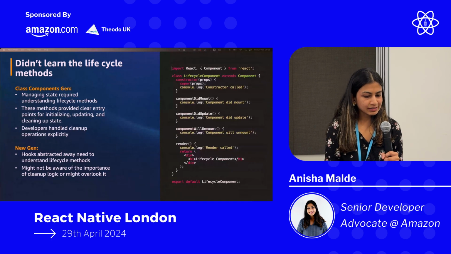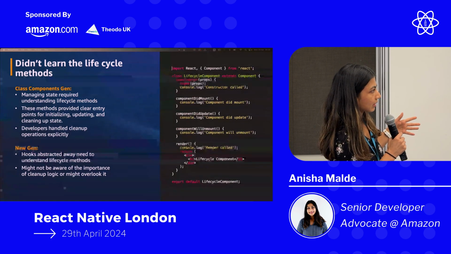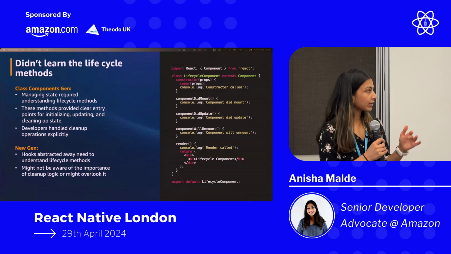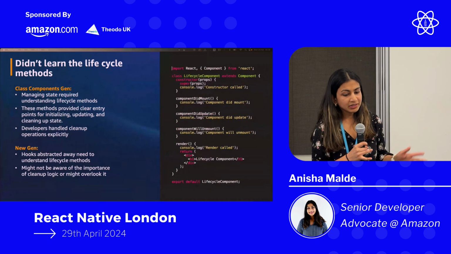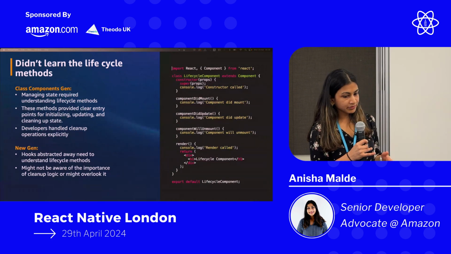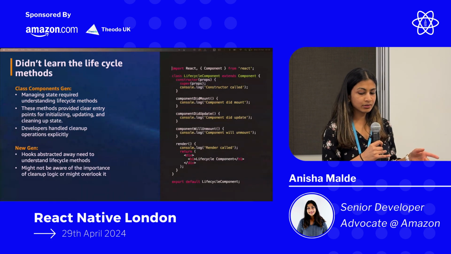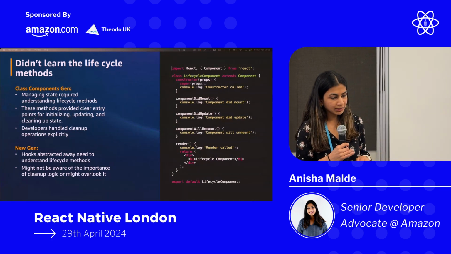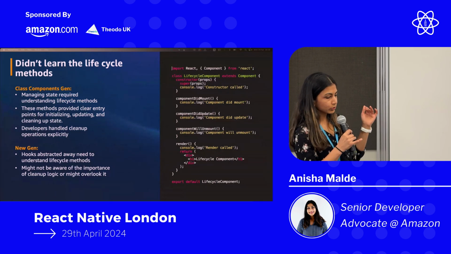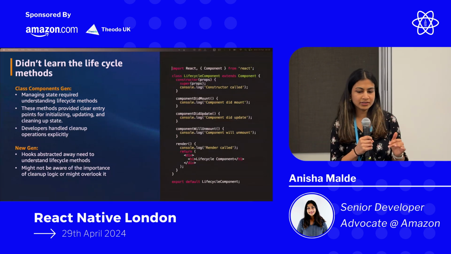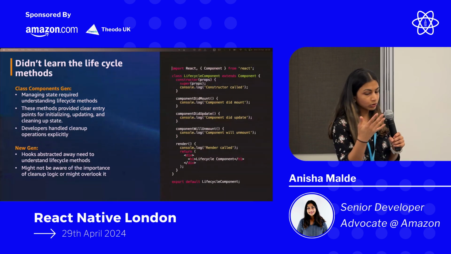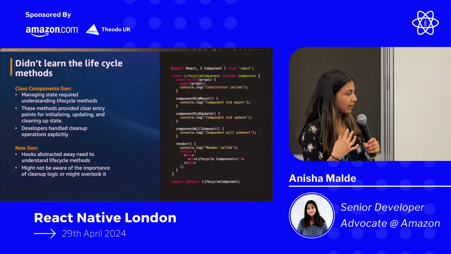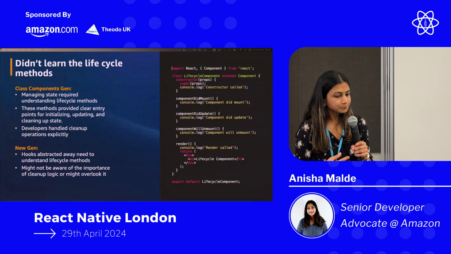As you can see, there were clear entry points for managing state. You had the mounting phase where you had the componentDidMount method. You had the updating phase where you had methods called shouldComponentUpdate and componentDidUpdate. And you had the unmounting phase where you had componentWillUnmount. You were really forced to think logically through each phase of the lifecycle and implement your logic accordingly. So, for example, I knew cleanup has to be handled during unmounting.